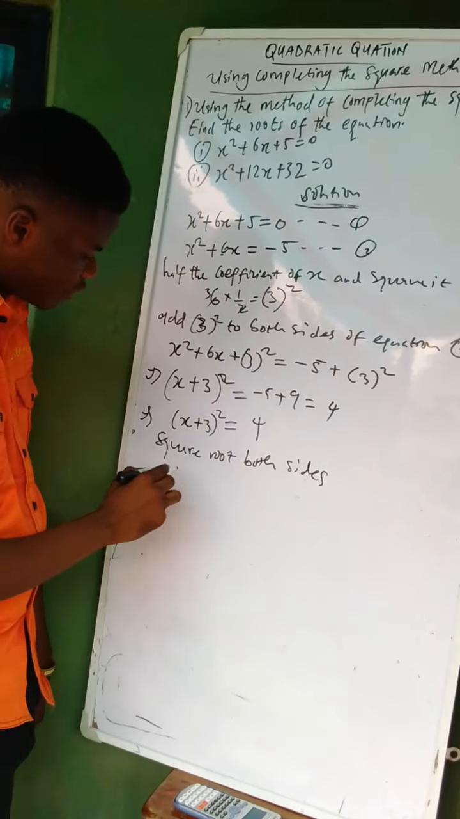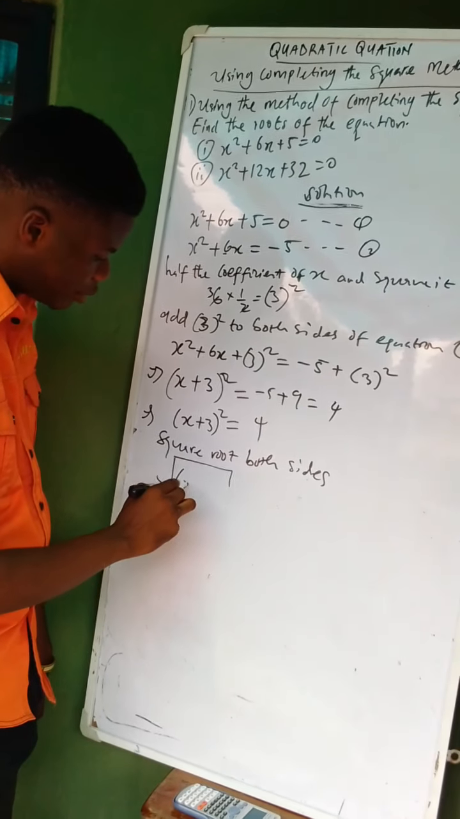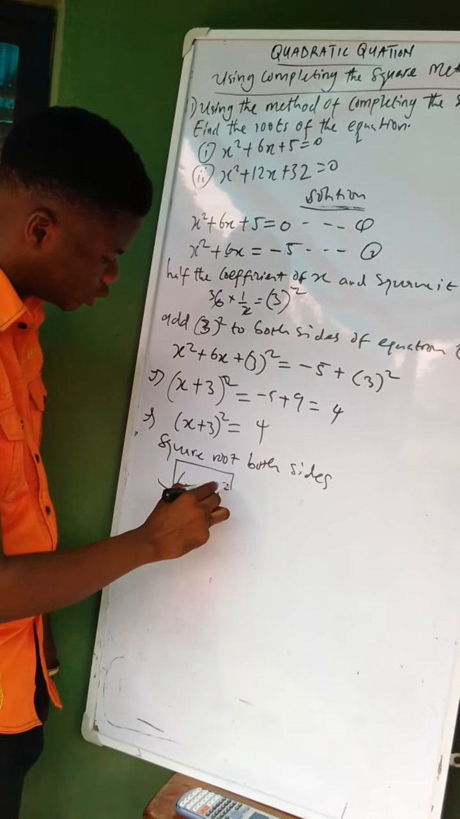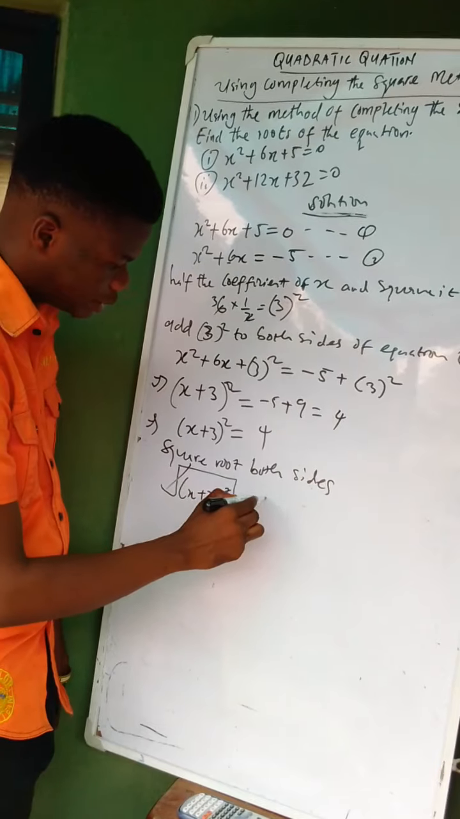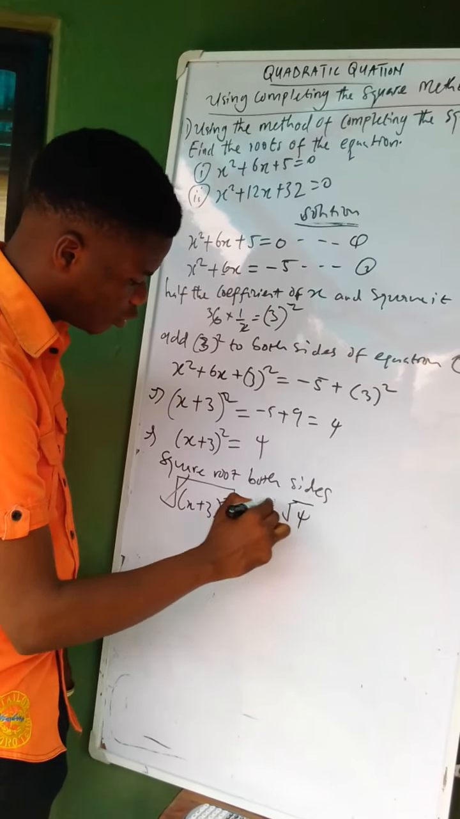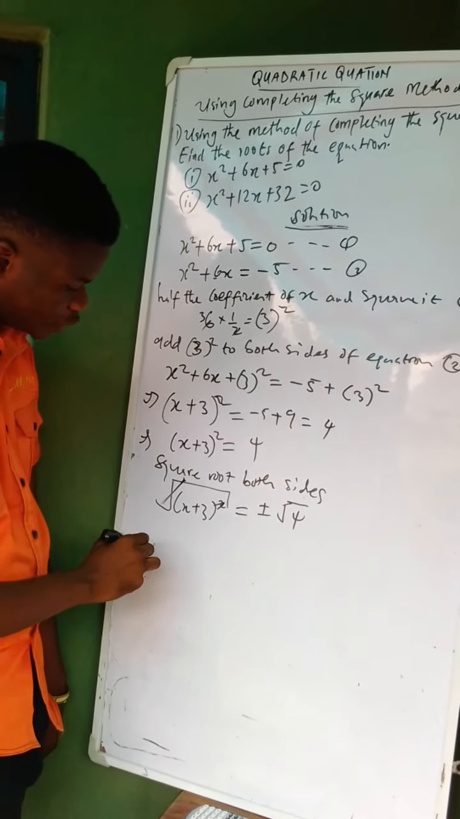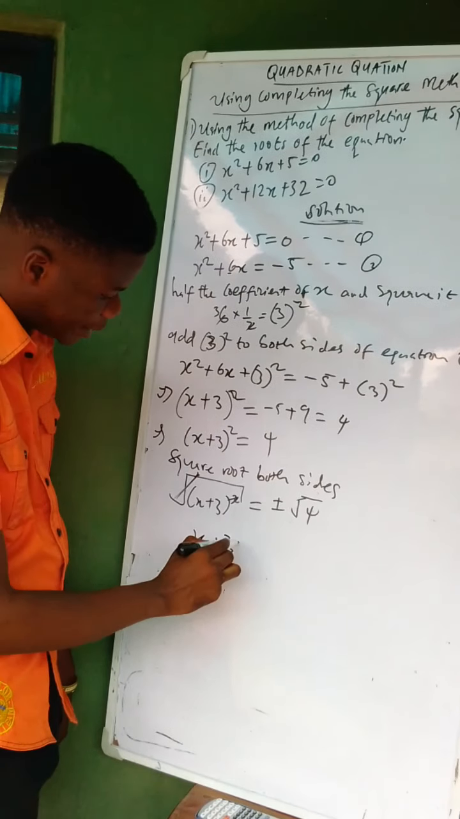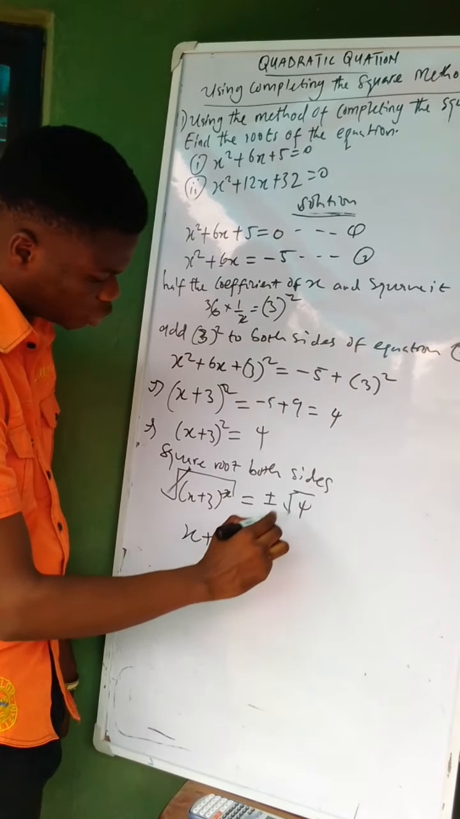If I square root both sides, I'm going to have x plus 3, raised to the power 2, this can cancel out, equals plus or minus the square root of 4. So this square can cancel out this square root. So I'm left with x plus 3 equals plus or minus the square root of 4, which is 2.